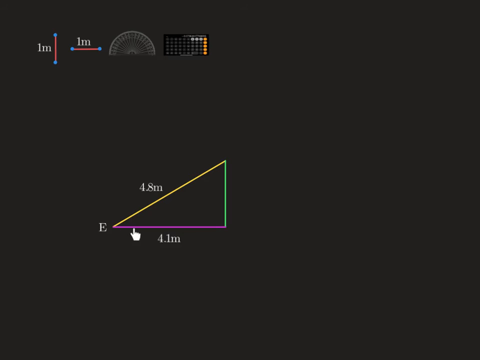All right, we know that this length is just a percentage of this length right here. And since it's the adjacent side to E, we just have to say the cosine of E is that percentage. So we can say that this 4.1 is equal to the cosine of E, which is the percentage, times 4.8. Or we could just say that the cosine of E is equal to 4.1 divided by 4.8. 4.1 divided by 4.8 will just give you that percentage.